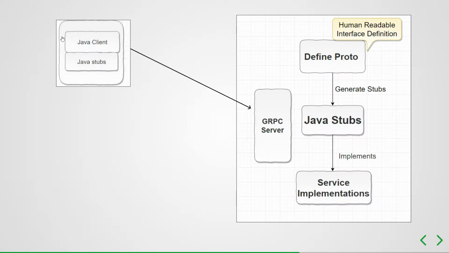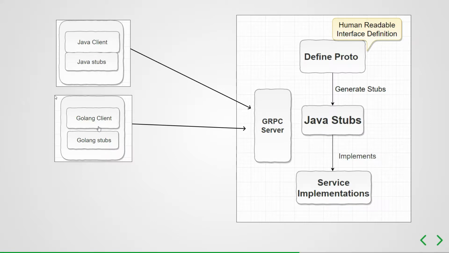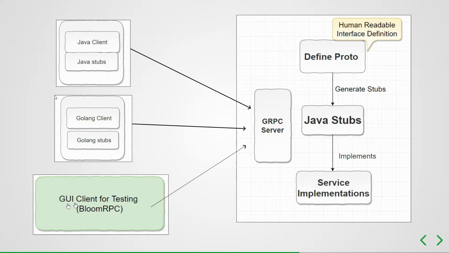Now on the client side, our client will have the same Java stubs, or client stubs, and will communicate to the gRPC server with the help of those stubs. It need not necessarily be a Java client. It can be a Golang client, C++ client, C# client, any client, and the respective client will have its own language specific stubs. For testing purposes, I like to use a GUI client. If my client is not ready, I can directly launch this GUI client, which is BloomRPC, and test my services before implementing my client. So this is the workflow of any gRPC service.